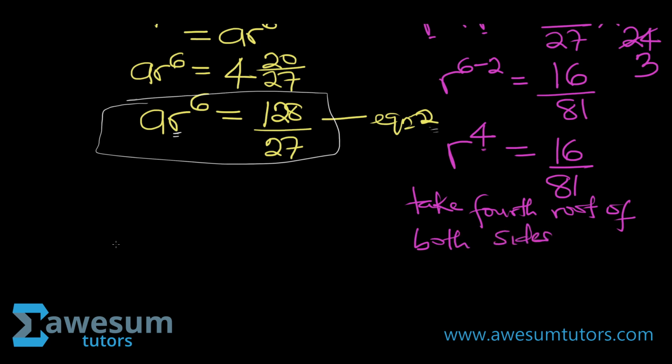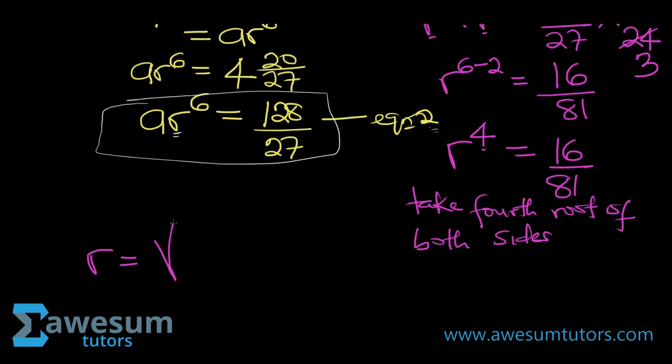I'll flip to this side of the page. So now, if I take the fourth root of r raised to the power of 4, the essence of what we are doing is to cancel that 4. So that's going to be r, because the fourth root of r raised to the power of 4 gives you r.